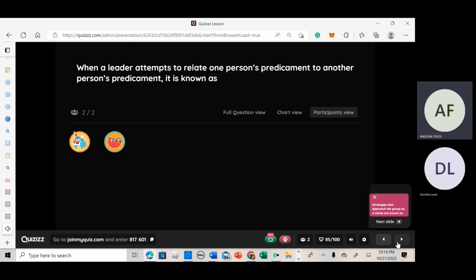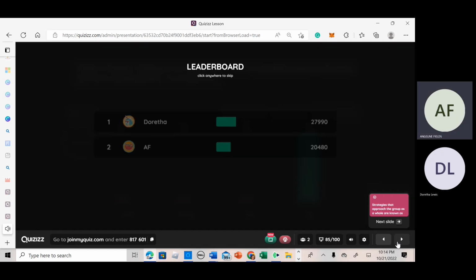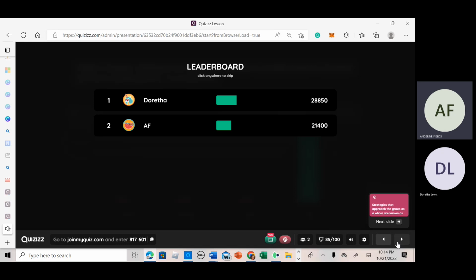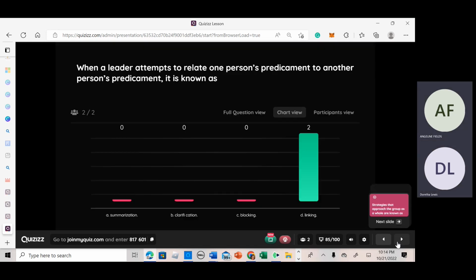The leader attempts to relate one person's predicament to another person's predicament. It is also known as linking, like mutual concern, connections. It also enhances the group interaction so that they can see that there are some similarities between the group members, so they don't feel alone. And it creates cohesiveness.